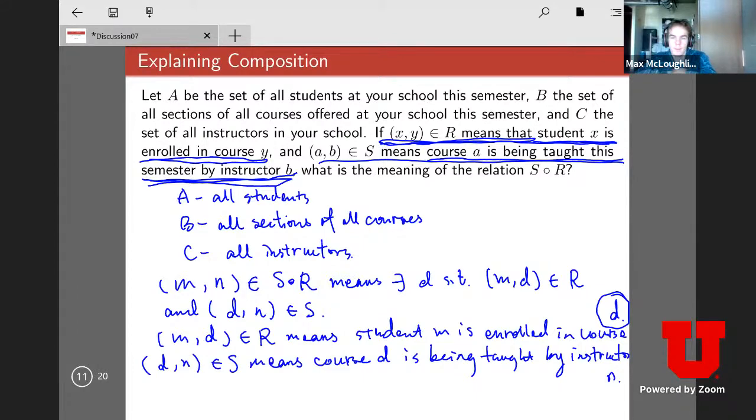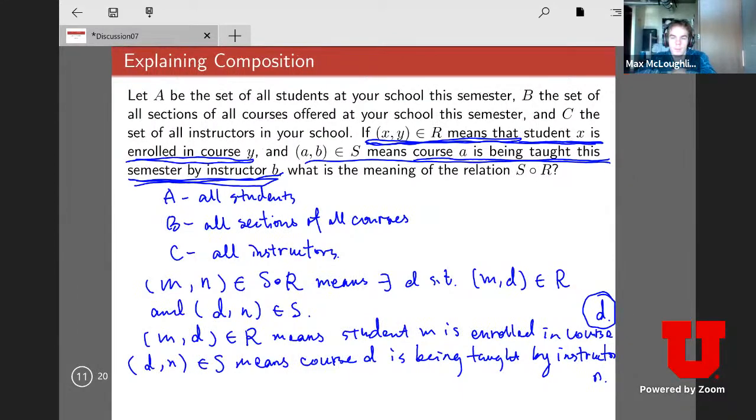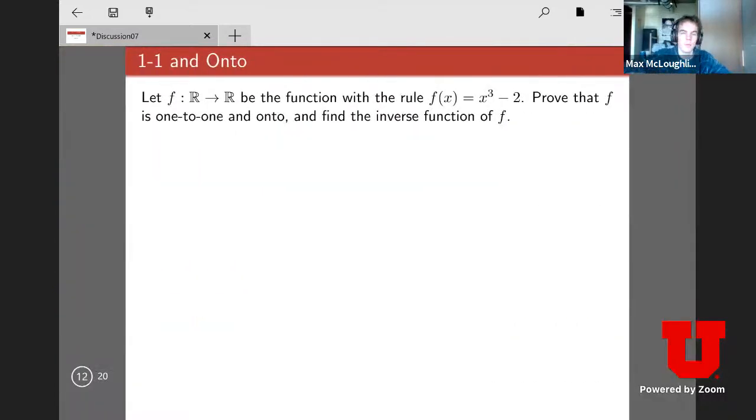Okay, if you have no questions, we have 5 minutes. Let's see. This one should not be very hard because we did very similar things before. Prove that this function is one-to-one and onto. First of all, we'll write it. Prove. So how do we prove one-to-one?